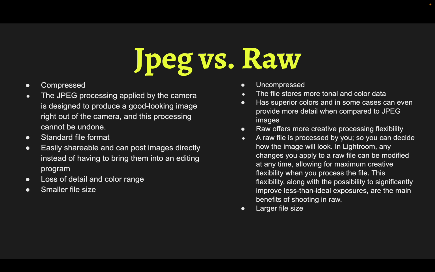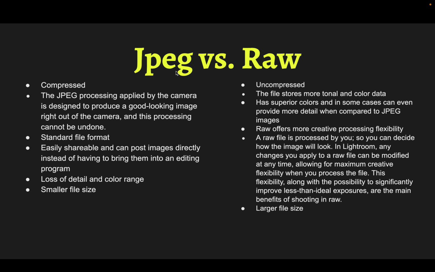And then the next part is JPEG versus RAW. For this class, you want to make sure that you're always photographing in RAW because RAW is uncompressed. The file stores more tonal and color data. It has superior colors compared to JPEG images, and it offers a lot more creative processing flexibility. You can pull a lot of tones, shadows and highlights because it's an uncompressed image format. So we want to be in RAW image format here rather than JPEG.